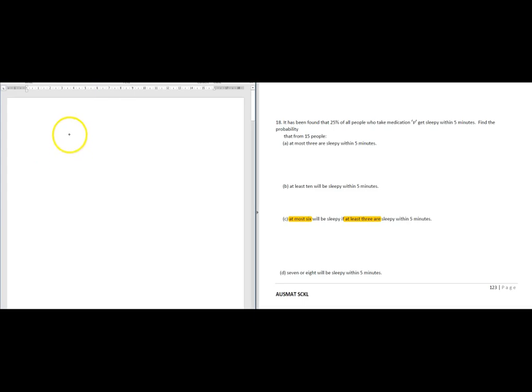When you are writing the conditional probability, at least 3 must happen first. Out of it, at most 6 will be sleepy. So at most 6 given at least 3. Again, use the conditional probability formula. It will be the probability between 3 and 6 over P(X greater than or equal to 3).